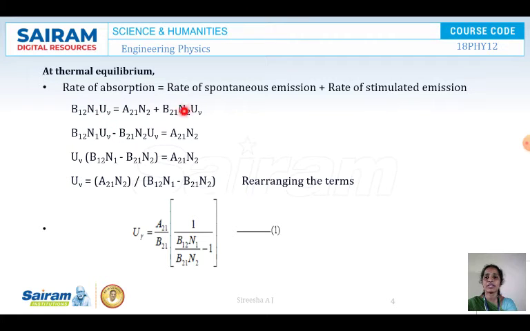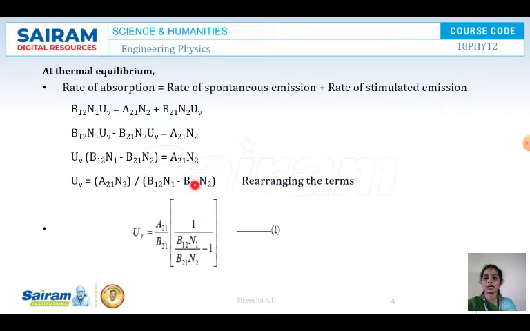Rearranging this equation, bring this term to this side. So you are bringing all the B terms to one side and A21 into N2. Taking U nu common, U nu times (B12 N1 minus B21 N2) is equal to A21 N2. Rearranging the terms, you get U nu is equal to A21 N2 by (B12 N1 minus B21 N2). Taking N2 common, you will get U nu equal to A21 by B21 into 1 by... it is just a rearranging of terms.